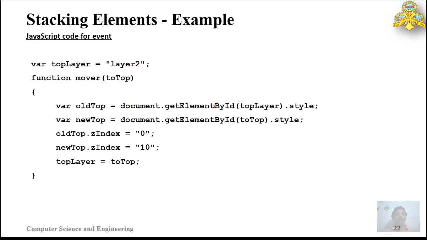And in the JavaScript code, whenever the mouse pointer moves over the paragraph or the div section, this is used. Here the top layer is taken, that means the paragraph over which the mouse is moved, its style is taken, that is the old top and the new top. And we are modifying the z-index of the paragraph programmatically like this. For the old top we will specify z-index 0 and for the new top z-index will be 10.